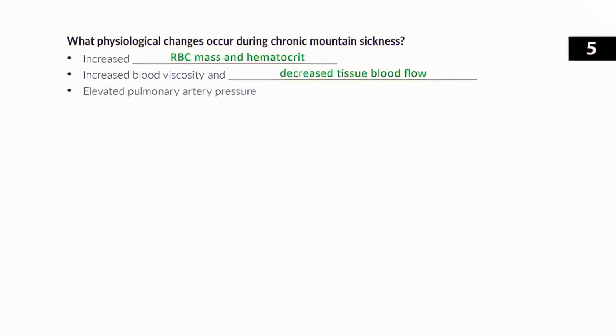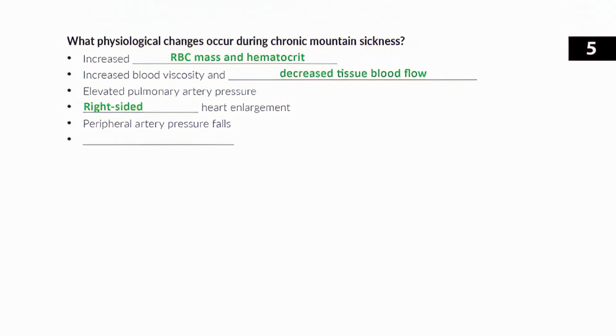The next one is elevated pulmonary artery pressure. Because the pulmonary arteries are constricting in response to hypoxia, whenever there is not enough oxygen, the pulmonary arteries constrict, and that's going to raise the pulmonary artery pressure. The next notation is right-sided heart enlargement as a result of this increased pulmonary artery pressure. The peripheral artery pressure begins to fall, and the last notation is congestive heart failure and possibly death unless the patient is moved to a lower altitude. So that's chronic mountain sickness, and that's all we're going to discuss for high altitude.